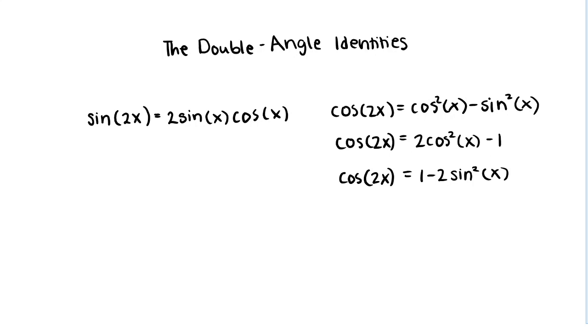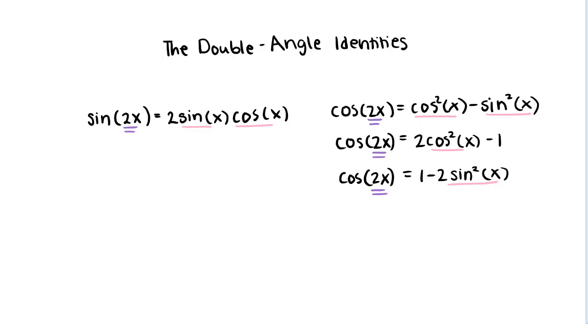Hey everyone! So in the last video we proved the double angle identities for sine and cosine. And in this video I'd like to spend some time getting familiar with how to use these identities. And so what do these identities say? They say that if you know how to evaluate sine or cosine at some angle, these identities tell you how to evaluate sine or cosine at twice that angle.